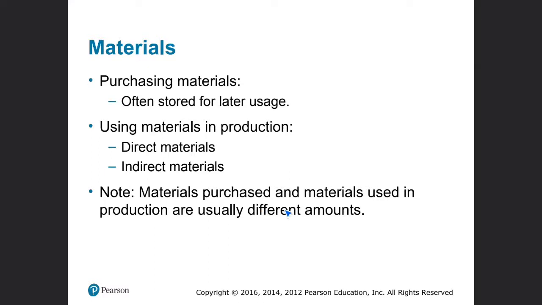And note that materials purchased and materials used are usually different amounts. So we may purchase $20,000 in materials in April, but then at the end of April, we may only use $10,000 worth of materials. So materials purchased and materials used are normally different. It could be a penny different. Normally, they're always going to be different because what you purchase and what you use may not be the same exact amount.